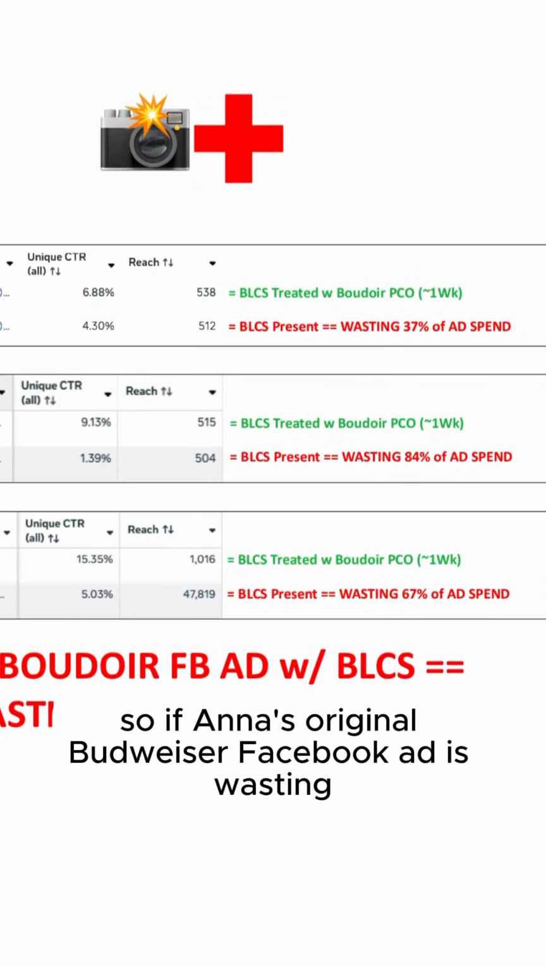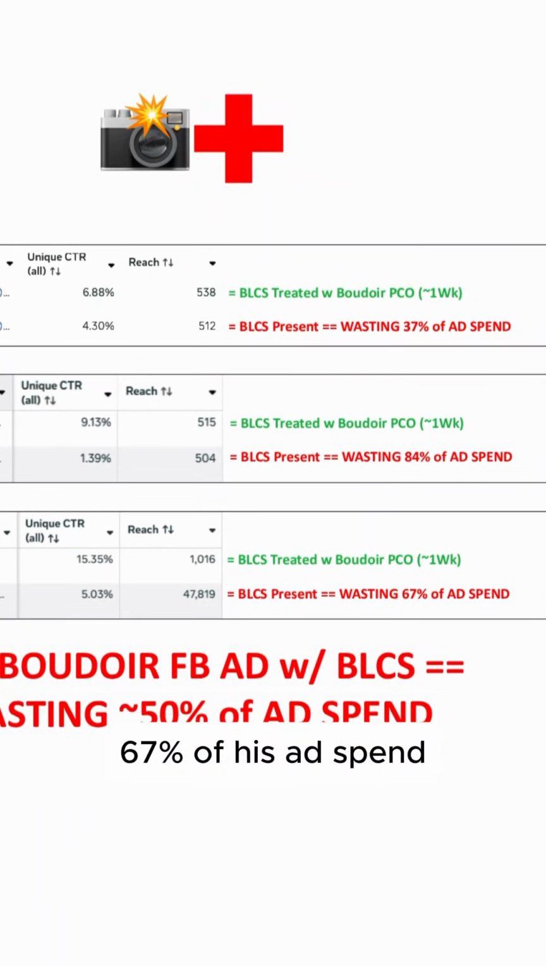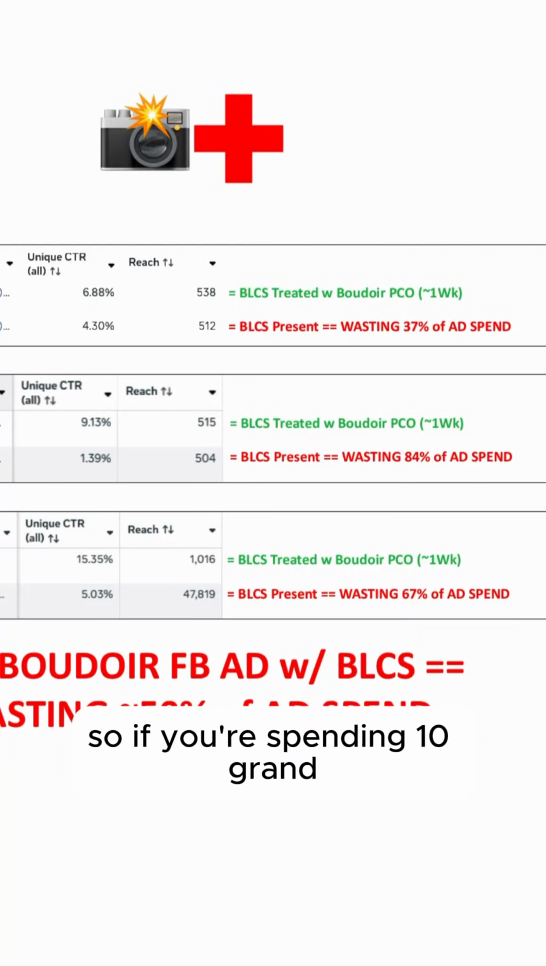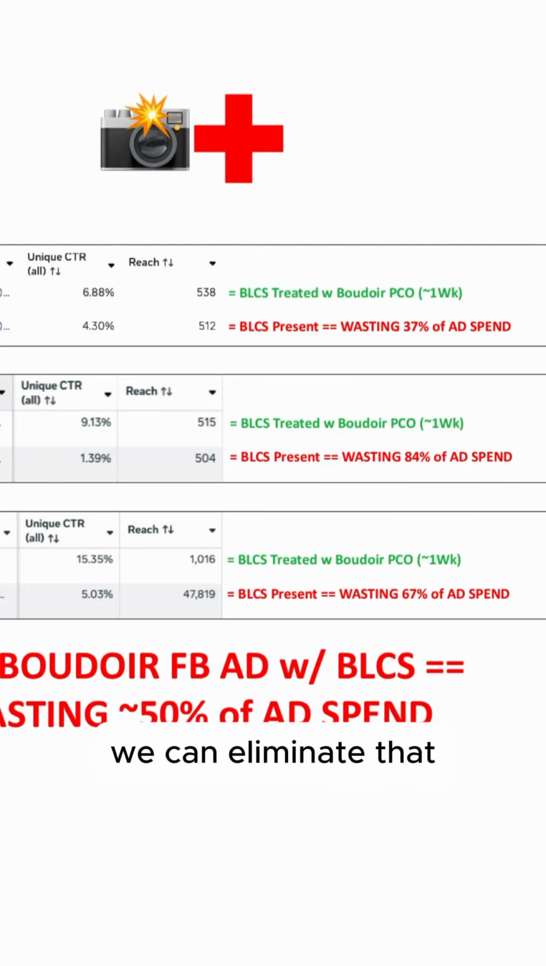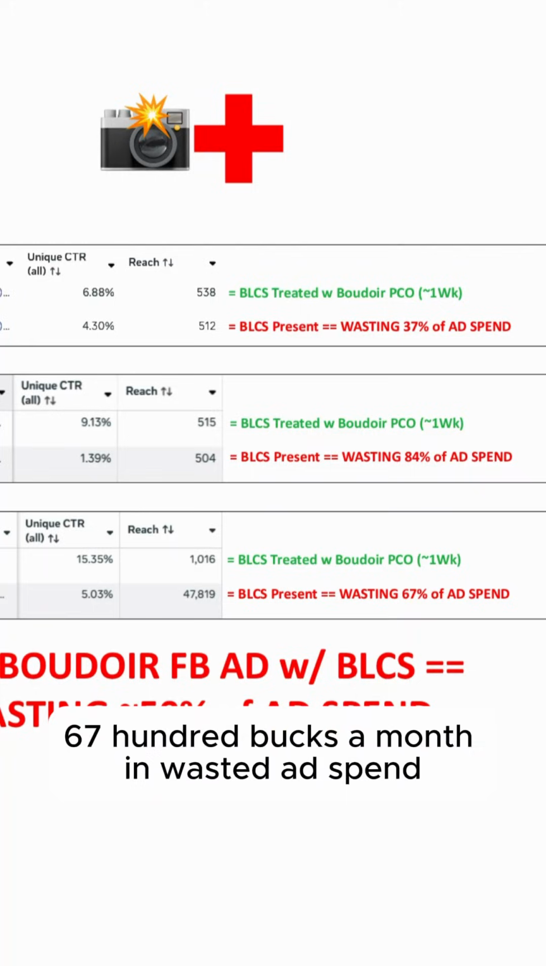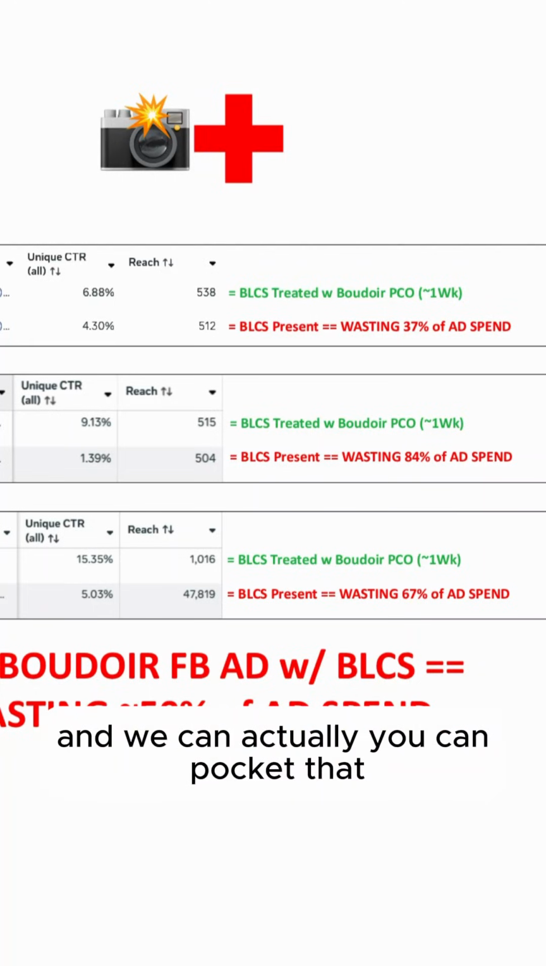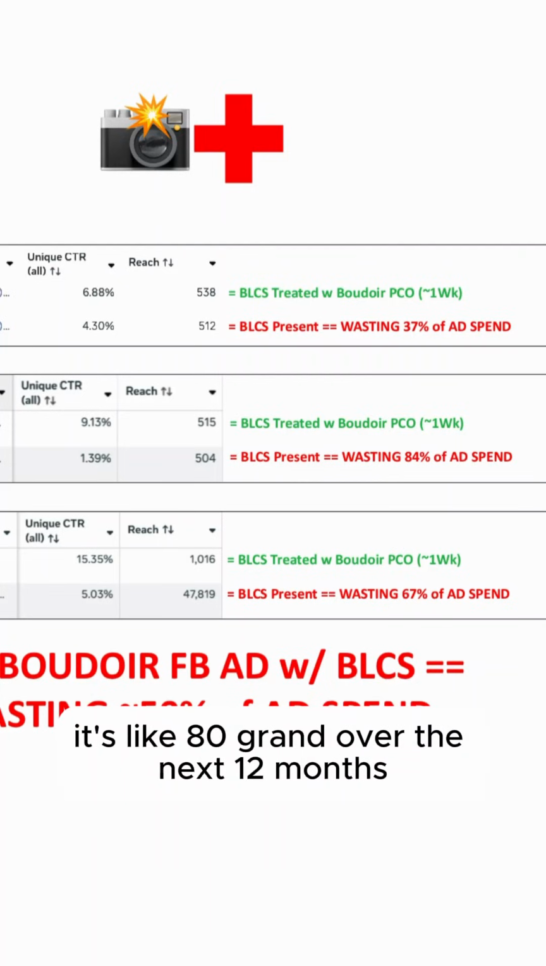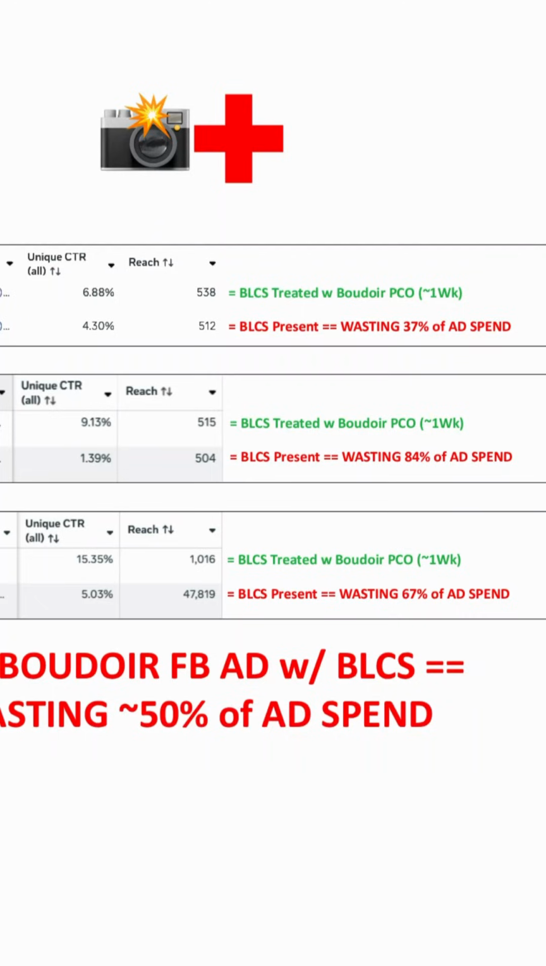So we found out his original Boudoir Facebook ad is wasting 67% of his ad spend. So we can eliminate that wasted ad spend. So if you're spending 10 grand a month in Boudoir Facebook ads, we can eliminate that 6,700 bucks a month in wasted ad spend, and you can pocket that. It's like 80 grand over the next 12 months. It's kind of like a phantom bonus.